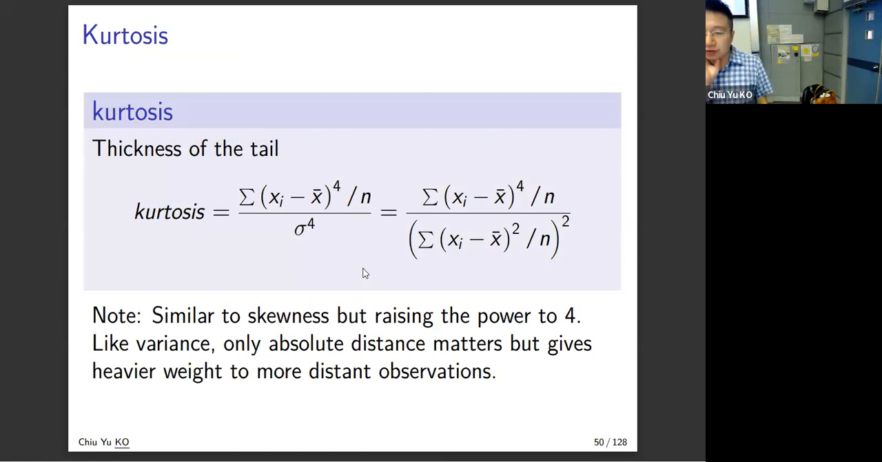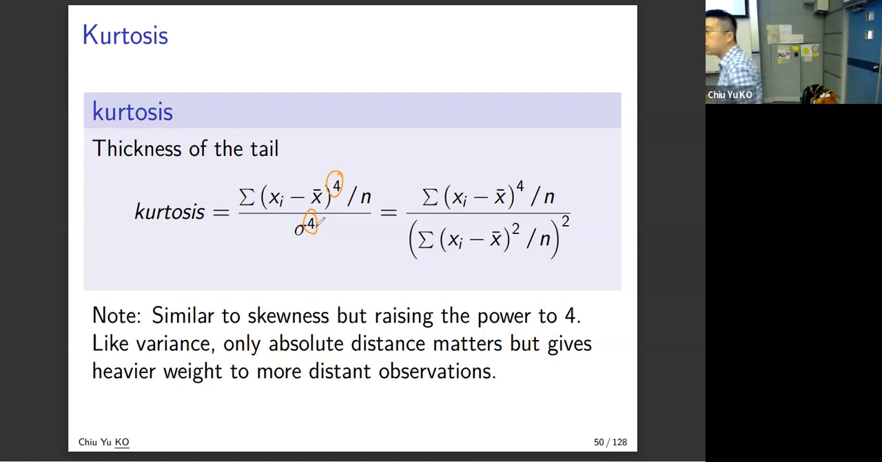Lastly, we want to look at kurtosis. It's also the same. If you're careful enough, you'll notice there's nothing new here. It just changed from 3 to 4. So that means this is positive. It's always positive, and for the same reason we divide by the sample standard deviation.